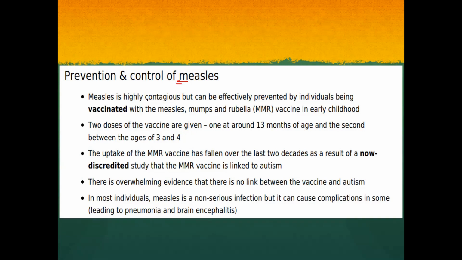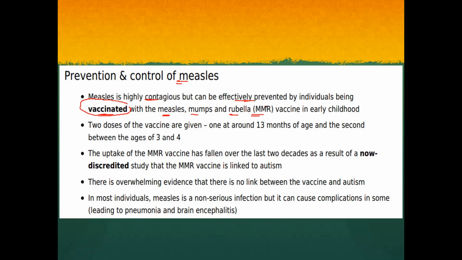So measles is highly contagious, but it can be effectively prevented by individuals being vaccinated against measles. So there is a vaccination for measles, right? And this MMR vaccination is given as a combination of 3 vaccines, which is measles, mumps, and rubella. Okay, MMR. Generally it is given around 9 to 13 months of age.